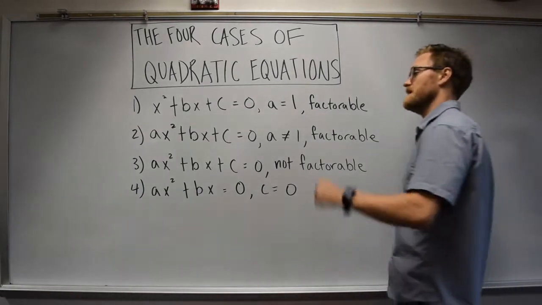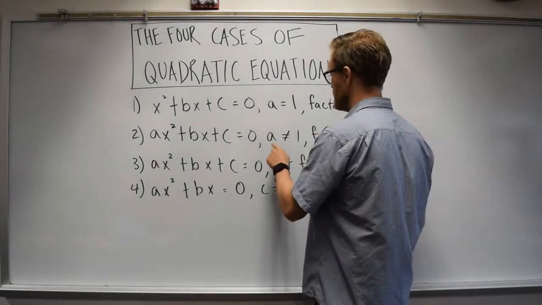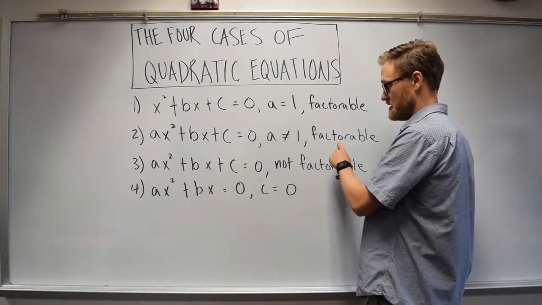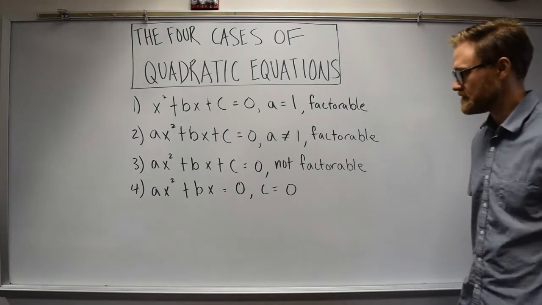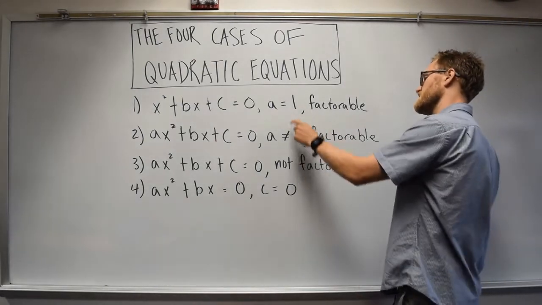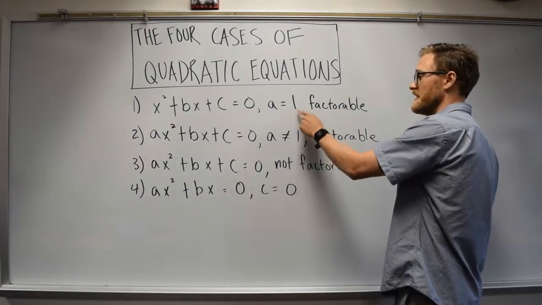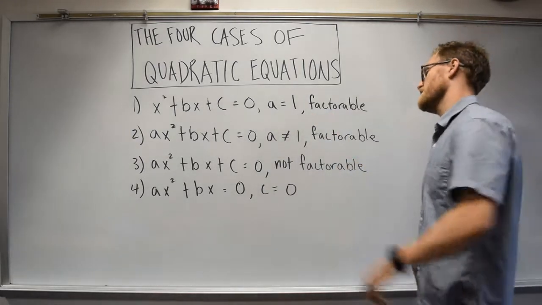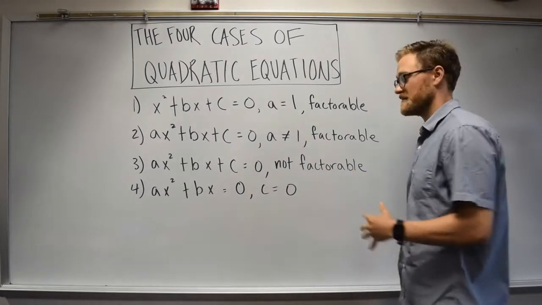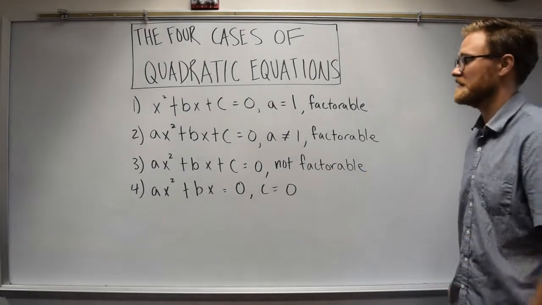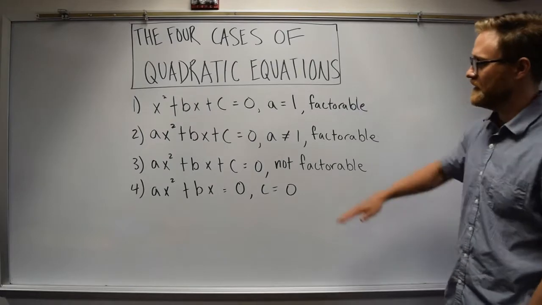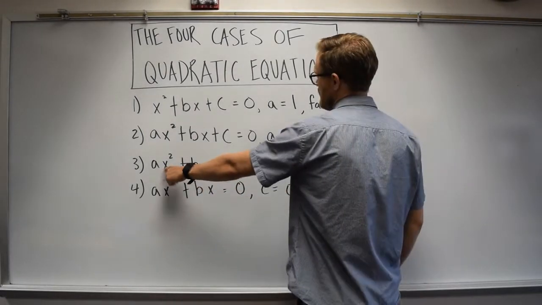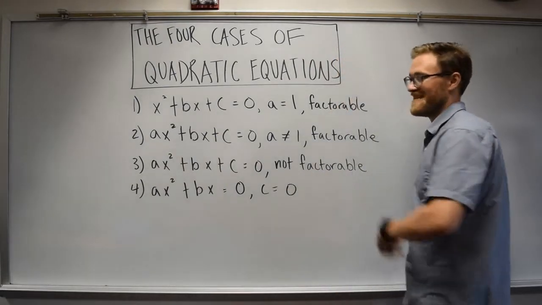All right. In the second case, a is not equal to 1, but the equation is still factorable. And it's important to distinguish between these two because if a is equal to 1 and it's factorable, it's very easy to solve. When it's not equal to 1 but it's factorable, it takes a little bit longer, but we can still solve it. In case 3, a can be anything, but the equation is not factorable.